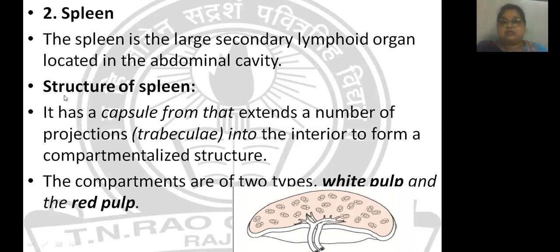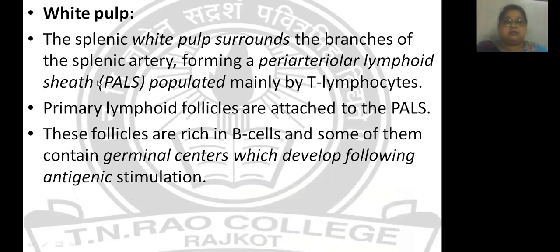If you look at the structure of the spleen, it is again a capsulated structure extended into a number of projections, called trabeculae, into the interior to form a compartmentalized structure. The spleen is divided into two areas, white pulp and red pulp, depending upon the activity of different types of blood cells.